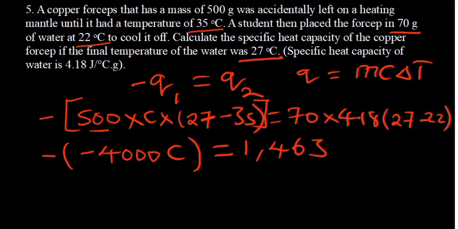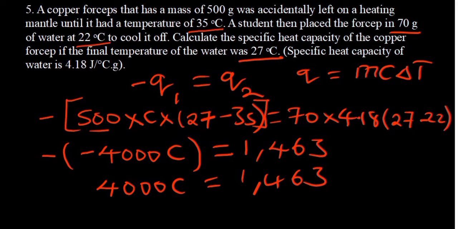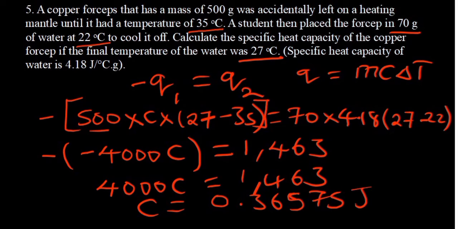So we can clearly see that on the left hand side we have a positive value now after multiplying the negatives. So we need to divide the value on the left into the 1,463 for us to get the specific heat capacity. So after dividing, the answer that I'm getting is 0.0505. The units are joules per gram degree Celsius. So that's our specific heat capacity for the copper forceps that was being used in this question.